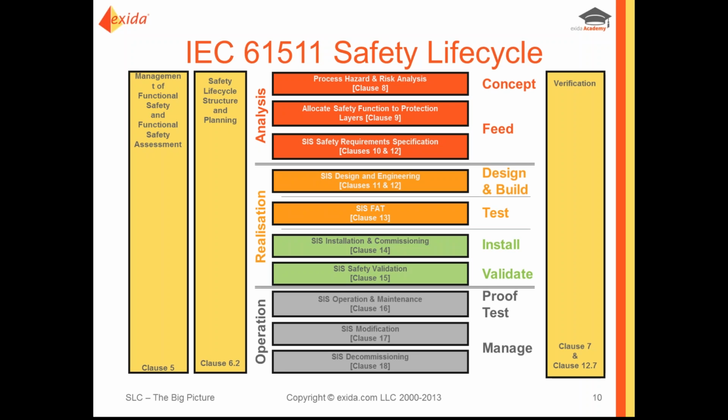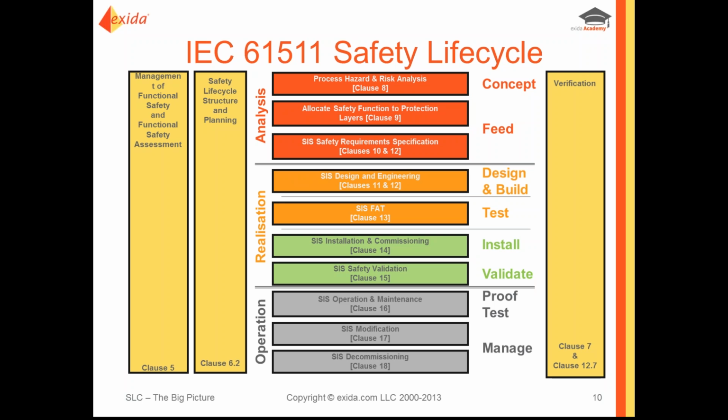So the first thing you want to do, both in safety and in security, is do a detailed process, hazard, and risk analysis of your system. In the case of safety, you want to allocate safety functions that will protect against those risks that you've identified, and create a safety specification or safety set of requirements for those safety functions that you are going to apply.